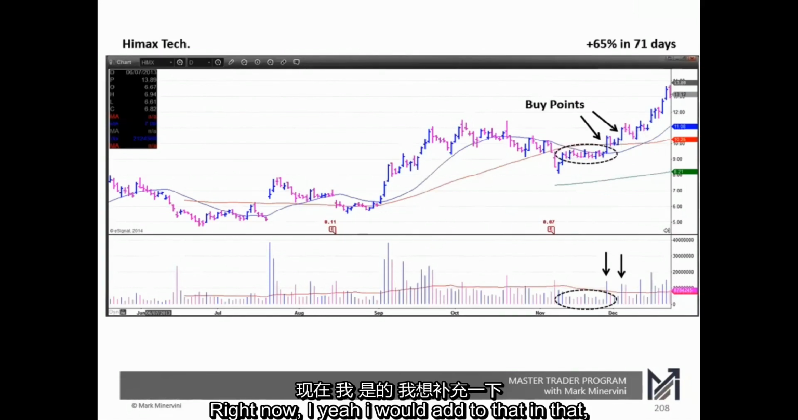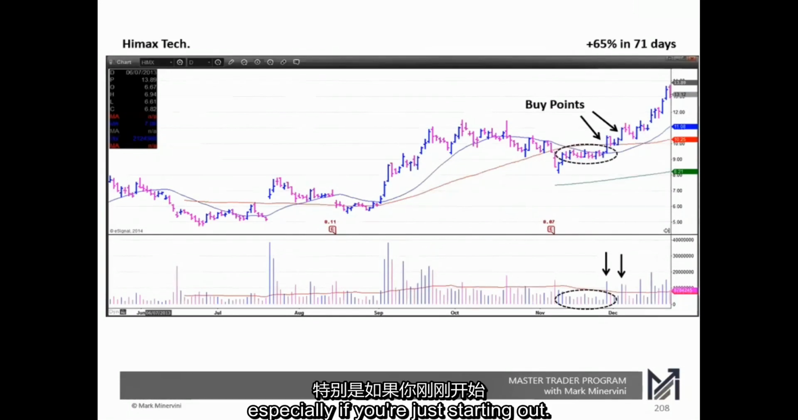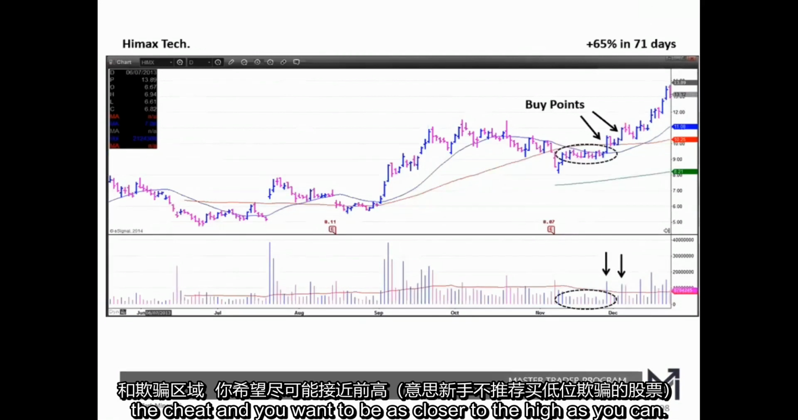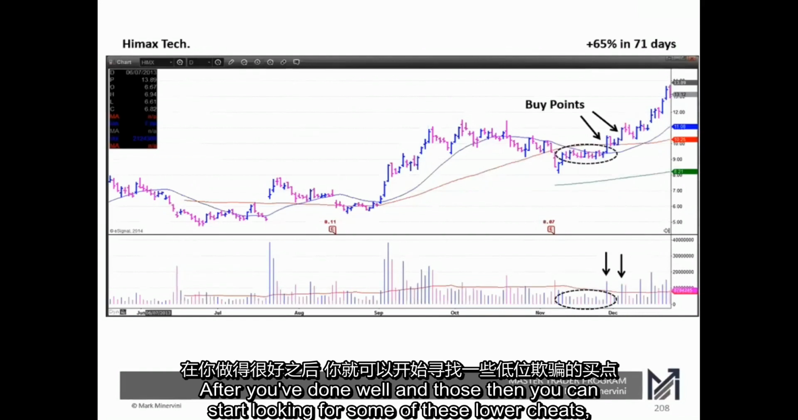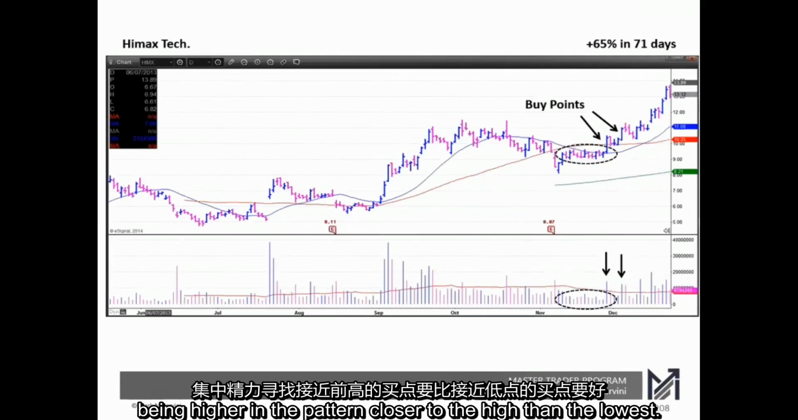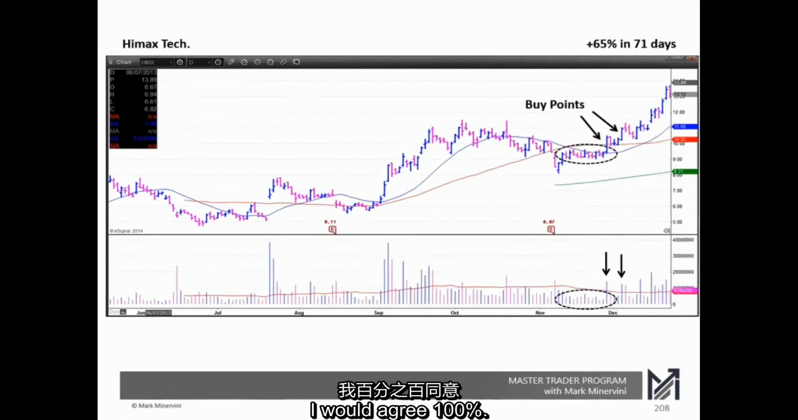Right. And I would add to that, especially if you're just starting out and a lot of this is new, I would concentrate on just the regular breakout point and the cheat. And you want to be as close to the high as you can. After you've done well in those, then you can start looking for some of these lower cheats. But I would say, especially with little experience, concentrate on being higher in the pattern, closer to the high than the lows there. I would agree 100%.